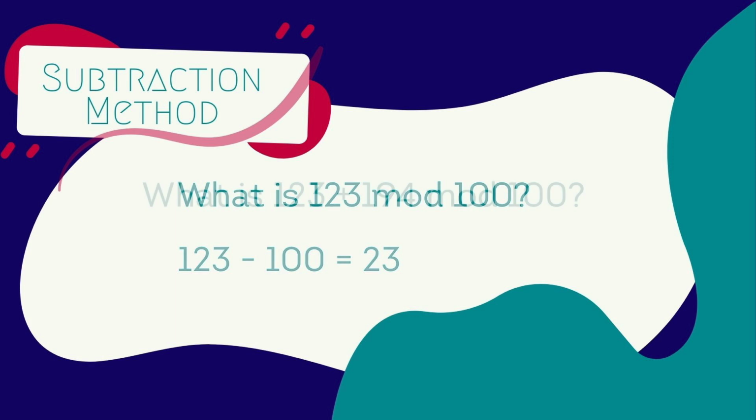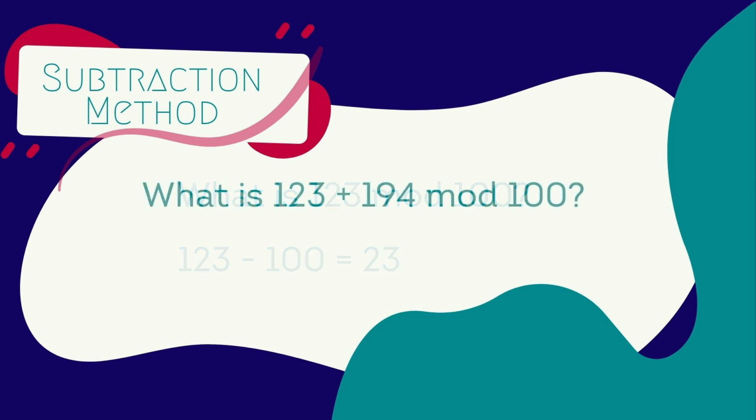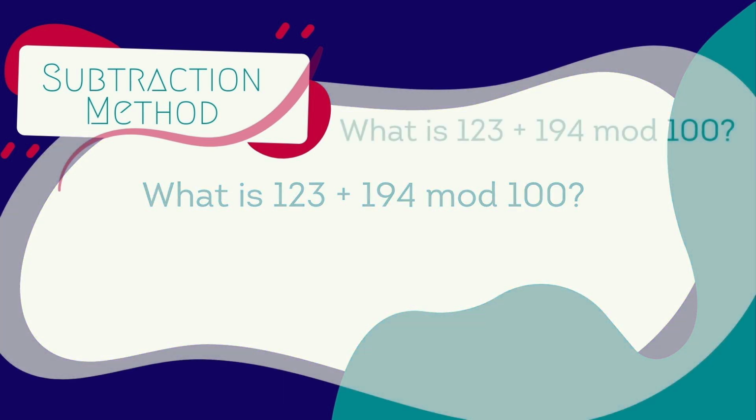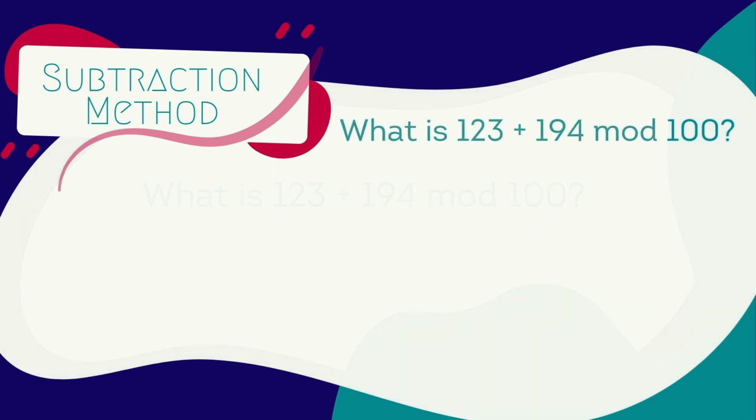Now let's add this into another example. What if I want to figure out 123 plus 194 mod 100? Don't add these numbers up if you want to make your life simpler. So don't go ahead and do 123 plus 194 and then subtract off 100 a bunch of times, because that's just a little bit harder. Not that much harder, but obviously as your numbers get bigger, these tricks become more and more useful.